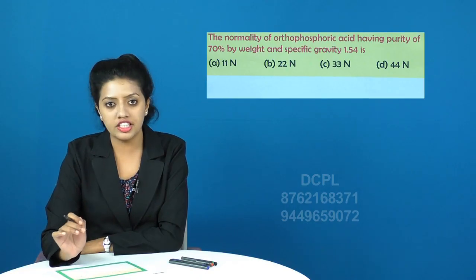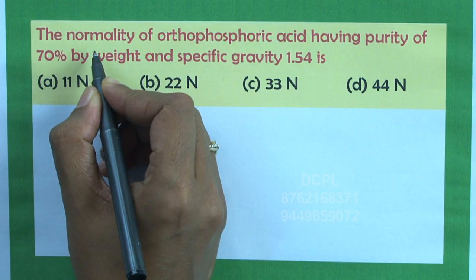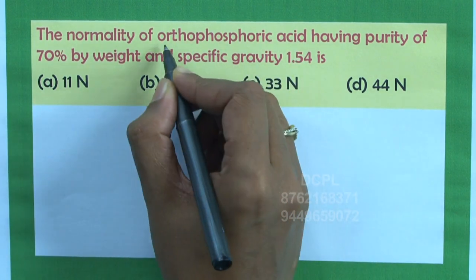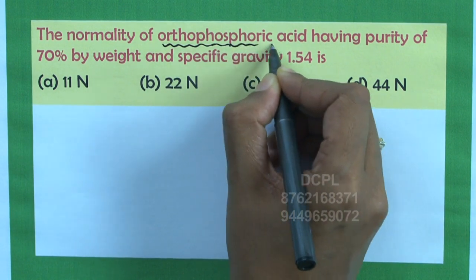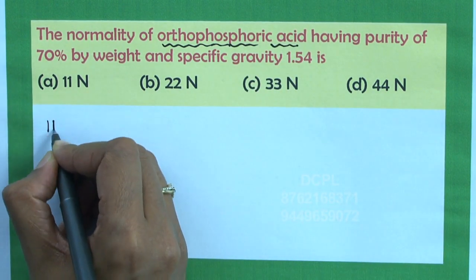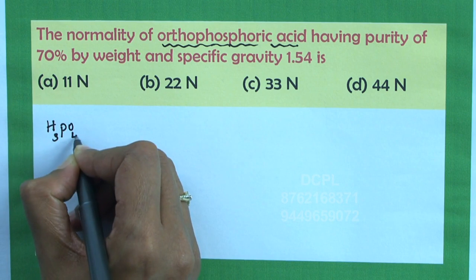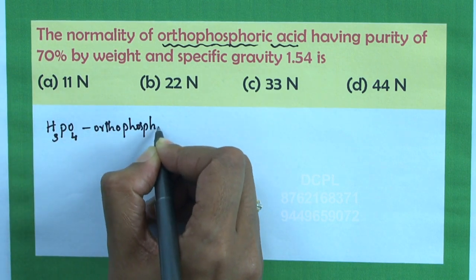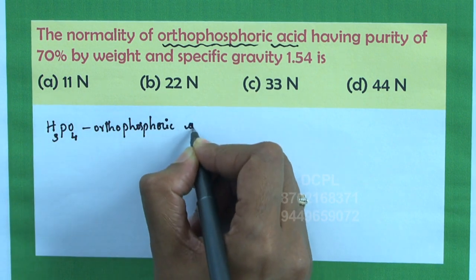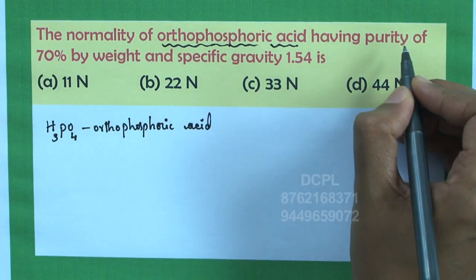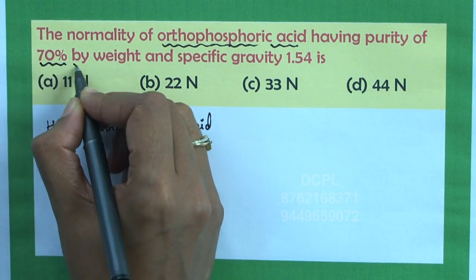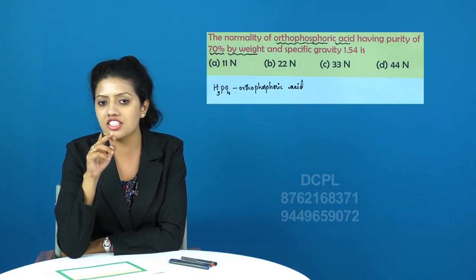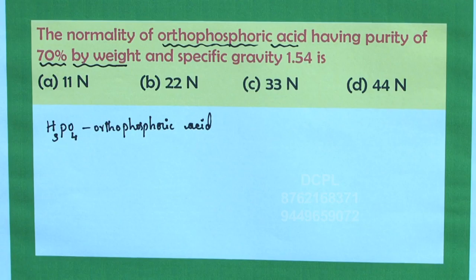Firstly, let us infer the data from the above question. So, here the solution is nothing but it is the orthophosphoric acid, and we all know that orthophosphoric acid is nothing but H3PO4. And its purity is 70% by weight. It means that 70 gram of orthophosphoric acid is present in 100 gram of acid.